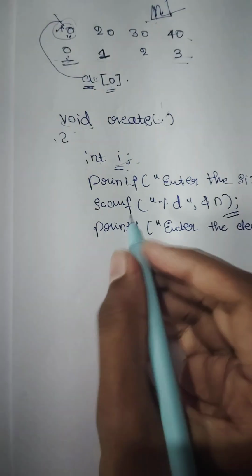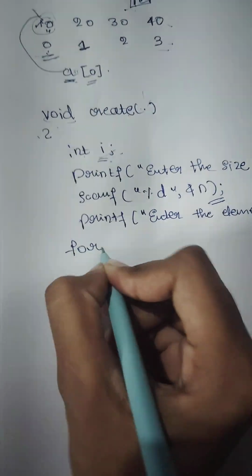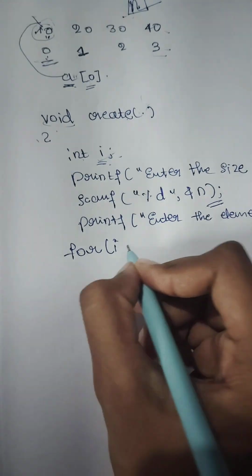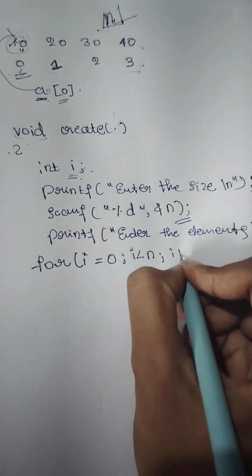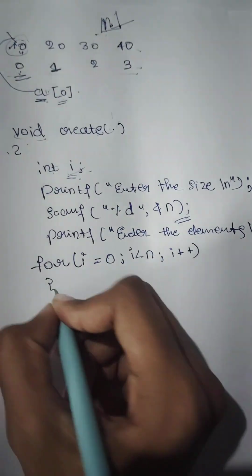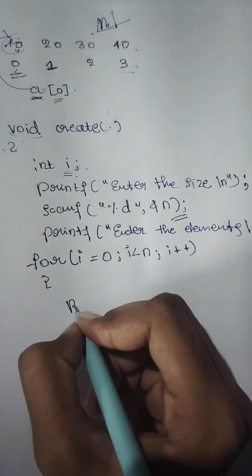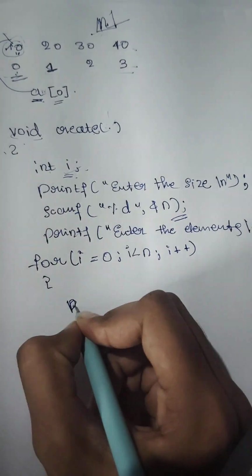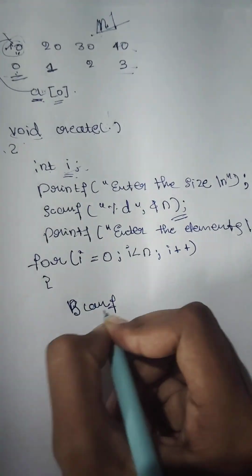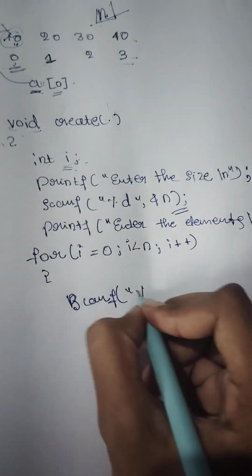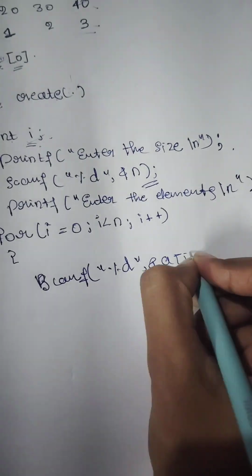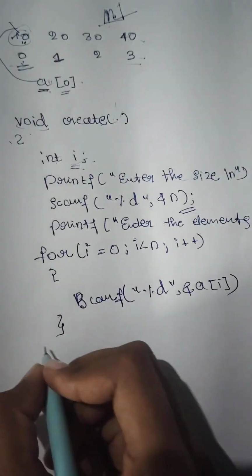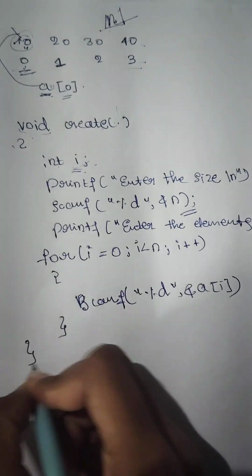Now let's come to the for loop part. I'll be setting the condition as for i equal to 0, i less than n, and I'll increment the i value inside the loop. What I have to do is insert the elements, so I use scanf. It will be %d and a of i. Okay, my function is over now.